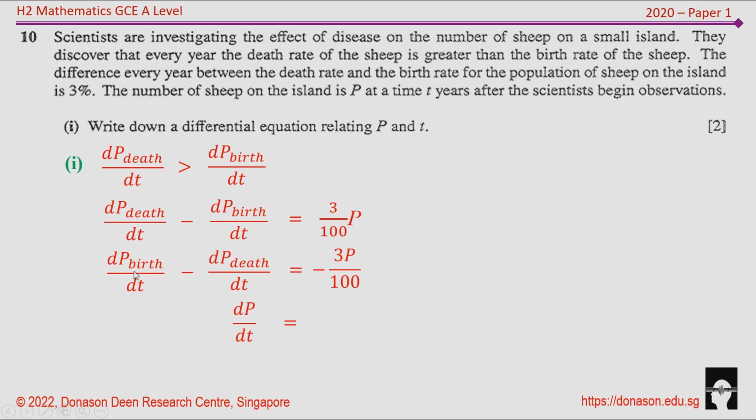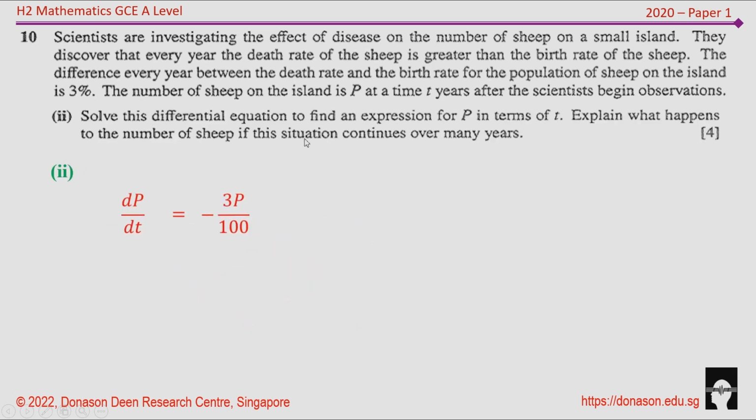So what is birth minus death rate? Of course, that must be the population rate, dP/dt of the population of the sheep. Birth minus death will actually give us the rate of increase of the population. But in this case, since it is declining, we have a negative 3P over 100. So there we have a differential equation relating P and t.